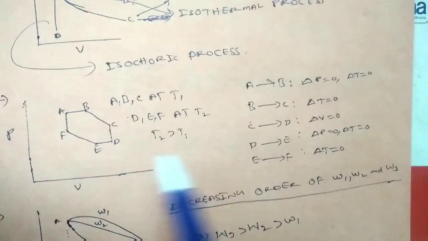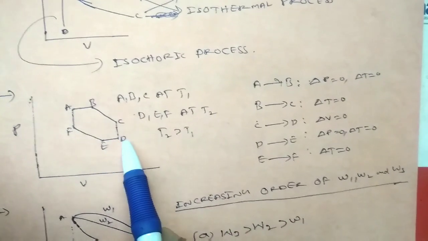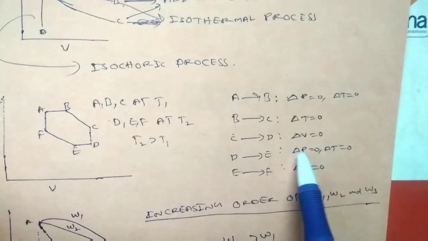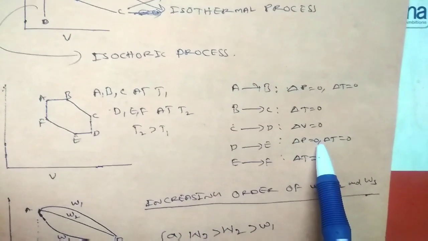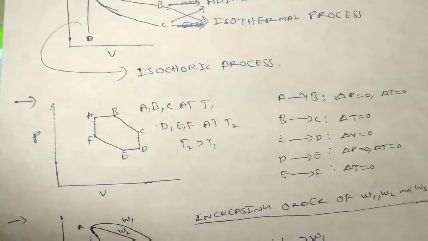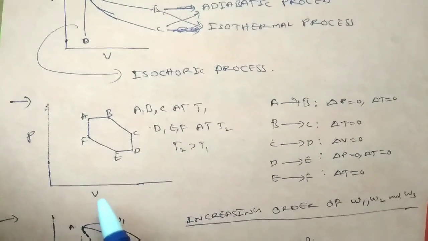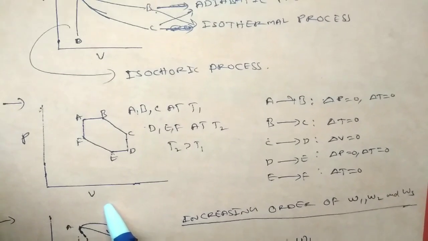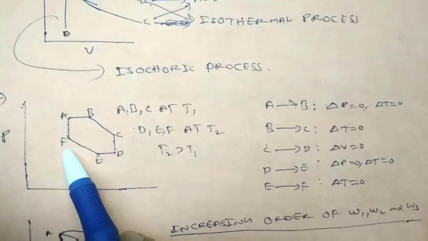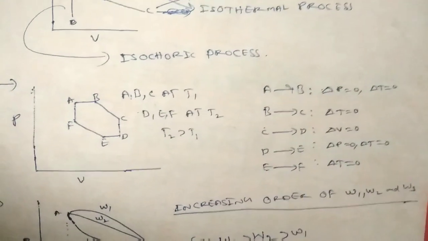Next, D to E. What is happening? Again pressure is constant, and temperature also. D and E are at the same temperature T2. Therefore this is isobaric, delta P equal to 0, and delta T equal to 0, so it is also an isothermal process. Let us see E to F. Pressure as well as volume changed, isn't it? But the temperature is constant: E and F are both at T2 temperature only. Therefore this process is an isothermal process.